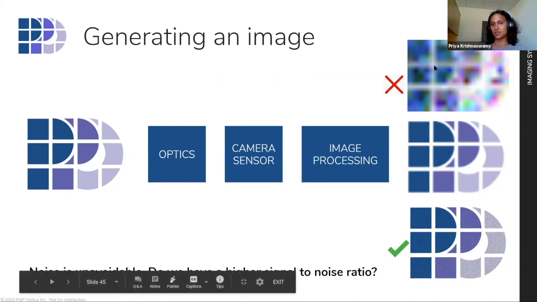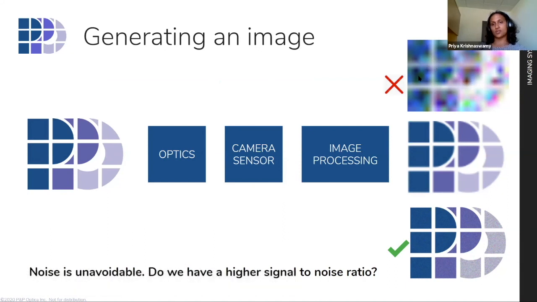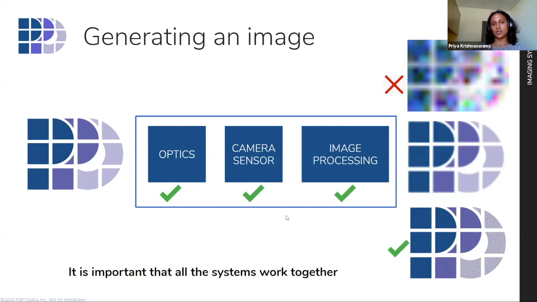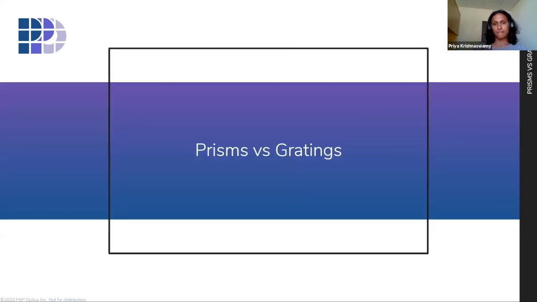However, in the first image, there is nothing. If I take any information from it, it's most probably not going to be relevant. I'm not going to get the color right or the structure right. So it's very important that the optics, camera sensor, and image processing all work in tandem to get the best possible outcome. Now that we have that image, we have to go to the next question. How do we extract the spectral data?